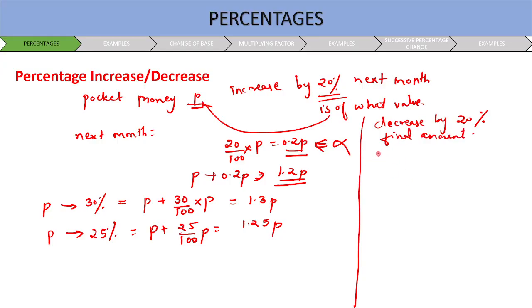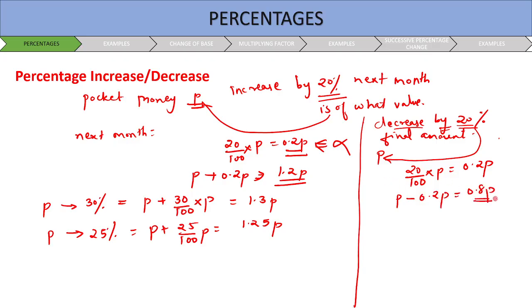So your initial pocket money was P. Now your value is decreasing by 20%. This 20% is of what value? This 20% is of your pocket money P, which is 20 by 100 of P, which is 0.2 P. Now P was your initial value, and decrease means minus, so P minus 0.2 of P will give you 0.8 of P. So this will be your final value.